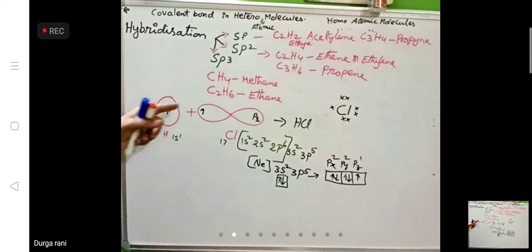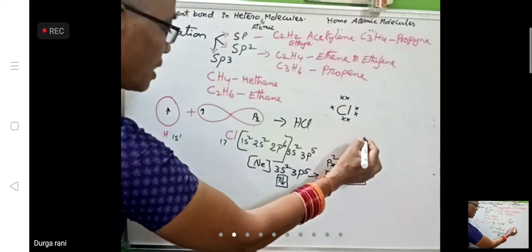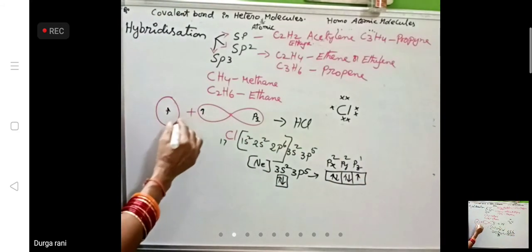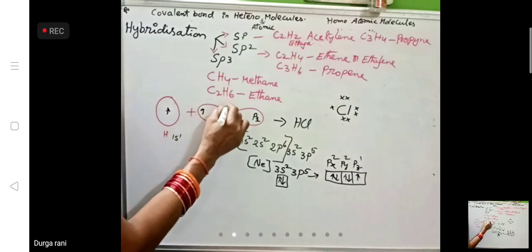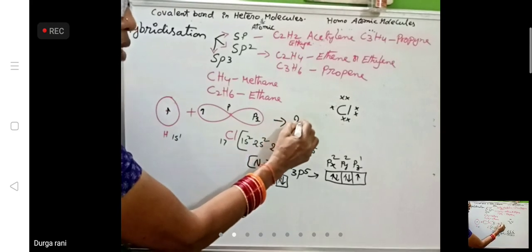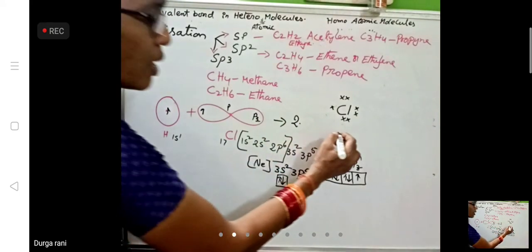This s orbital combines with this p orbital, and we are able to find hybridized orbitals. Two will be formed. When one s orbital and one p orbital participate, definitely two hybridized orbitals you are supposed to get. So like this they will be formed.